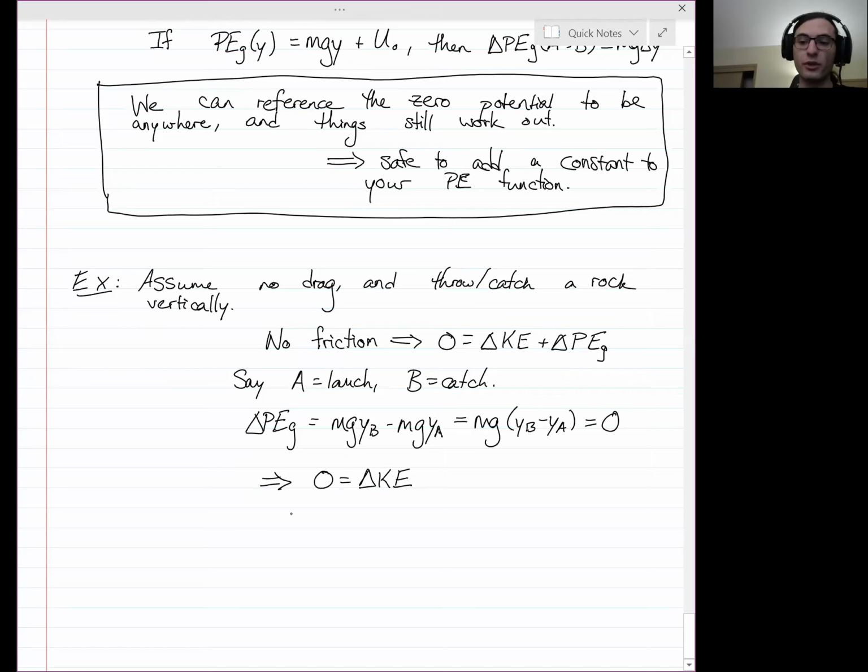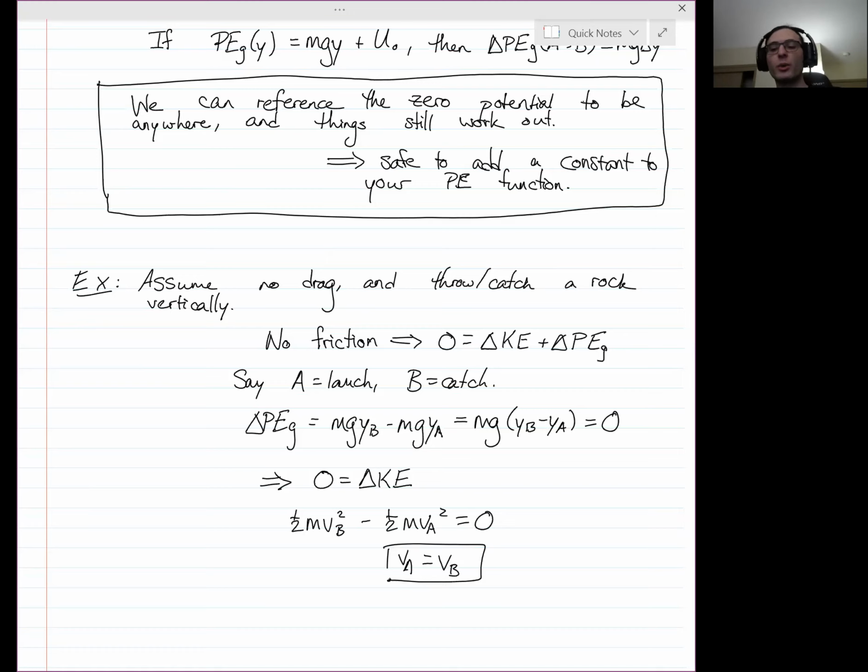And so what's the formula for kinetic energy? It's 1/2 mv squared. This is the formula for the change in kinetic energy, sorry. That means that this is 0, which tells us that v_A equals v_B. That is, the speed at which the rock left your hand is the same speed that the rock hit your hand with. Note, by the way, that this is not a vector equation. This is an equation of scalars, hence it's speed, because v_A in this case means the magnitude of the vector v_A.